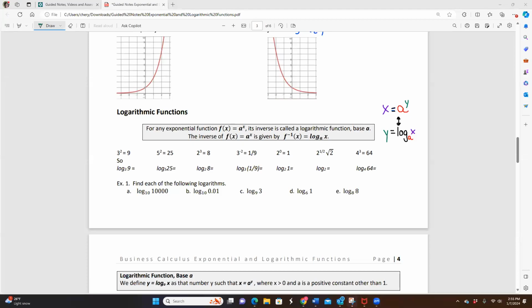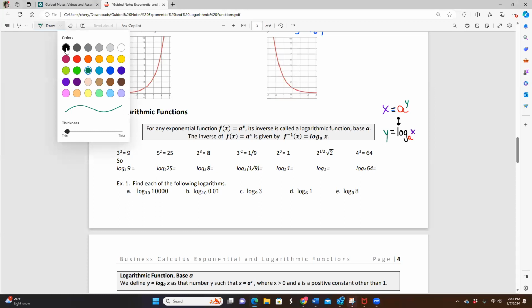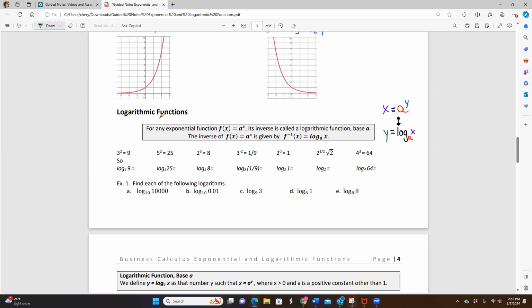In this video, we are going to look at section 1.8 from your book on logarithmic functions. This should be a review for you, so hopefully you will remember some of the things you've done with this in the past. A logarithmic function is really an inverse of an exponential function.